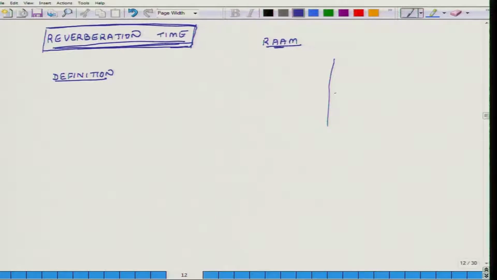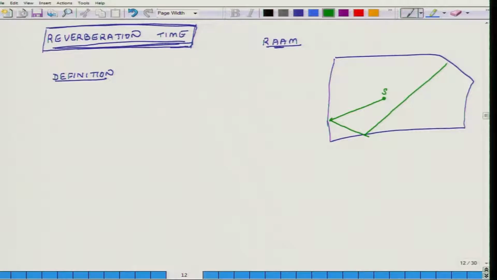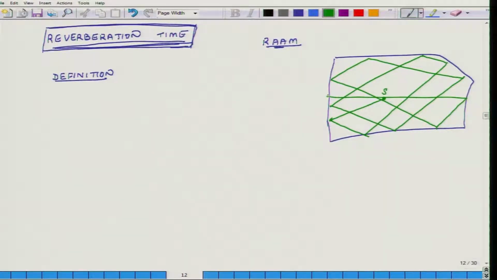So, consider a room. Let us say this is a closed room and this is a source and it is producing some sound. Let us say the initial sound wave comes here, so it gets reflected, it gets reflected again, it gets reflected again, it comes here. It keeps on reflecting forever, and this is the path of the sound, how it is getting reflected.